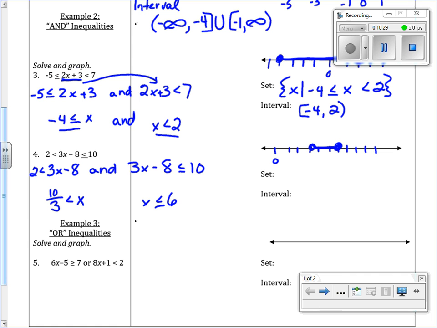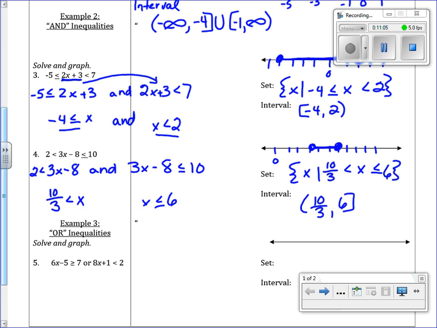All right, so my set notation. I have x such that 10 thirds less than x less than or equal to 6. And for my interval, it would be 10 thirds, I started with the parentheses because I had the open circle there, comma, 6, and with my bracket.